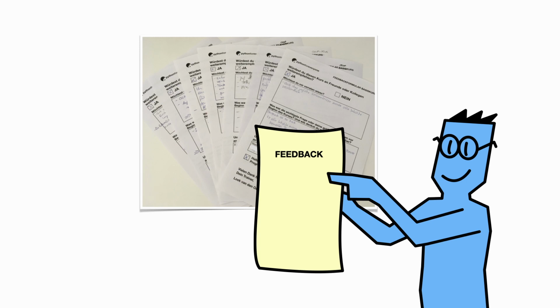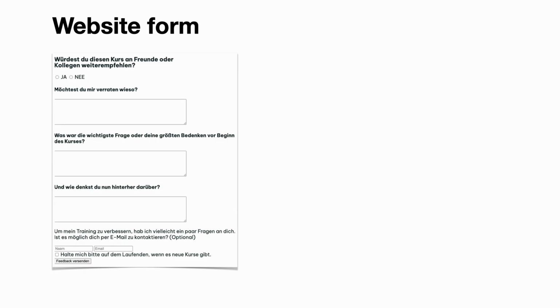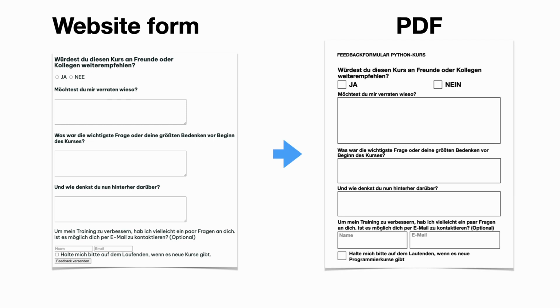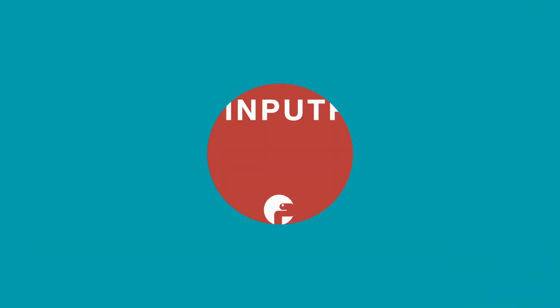After a classroom training, I ask my students to fill out a feedback form, but for my online training, I have to collect feedback on my website. So, how can I store the feedback as a document? In this video, you learn how to convert the collected input to a nice PDF in Python.